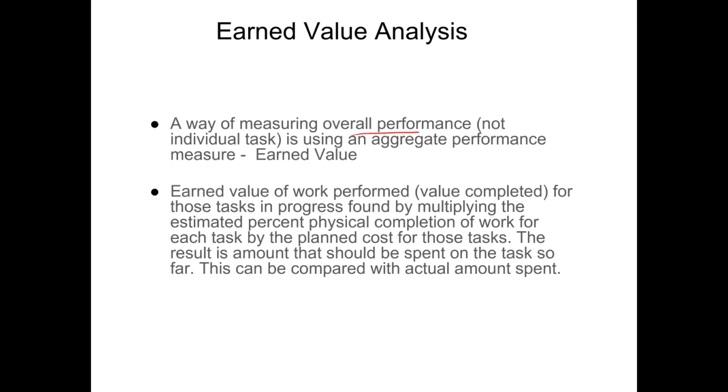So it's a way of measuring overall performance, not that of an individual task. It uses an aggregate performance measure, which is earned value. Earned value of work performed, or value completed for those tasks in progress, is found by multiplying the estimated percent physical completion of work for each task by the planned cost for those tasks. The result is the amount that should be spent on the task so far. This can be compared with the actual amount spent.